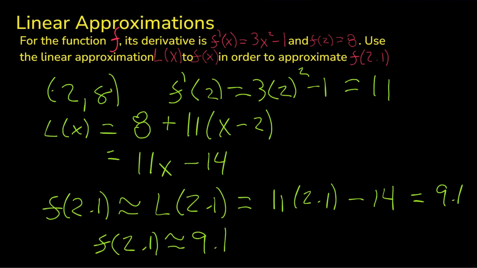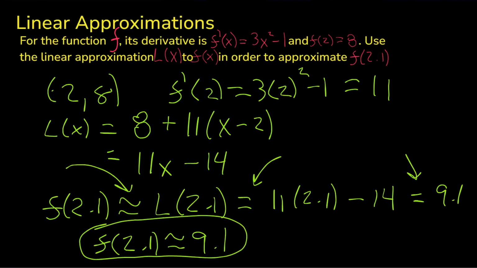Now, in this case, I just want to point out, I used wavy equal signs here because the true function value is approximately equal to the L of x approximation. Then I used equal signs here because this is representing evaluating the linear approximation function. Then for my final answer, I used the wavy equal signs because the 9.1 is approximating the true value of f of 2.1 and not the exact value.